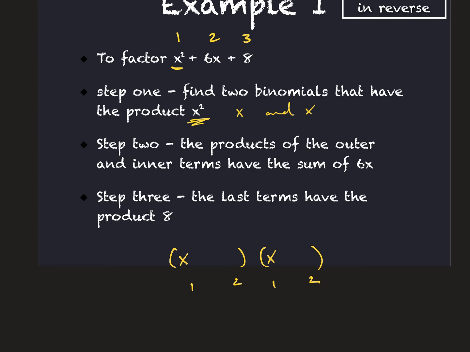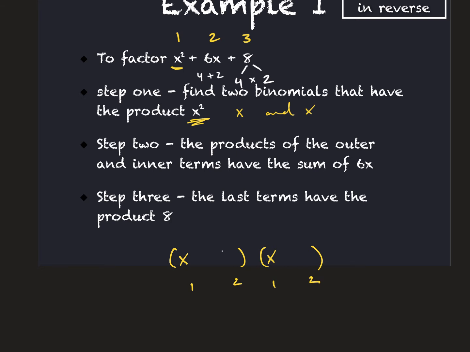So then we want to see what are 2 things that multiply to give us 8. These 2 numbers are going to multiply together to give us 8, and then they're going to add to give us 6. What are 2 things that multiply and give us 8? 4 times 2. What's 4 plus 2? 4 plus 2 is 6. So that's perfect. Those are the numbers that we're looking for.